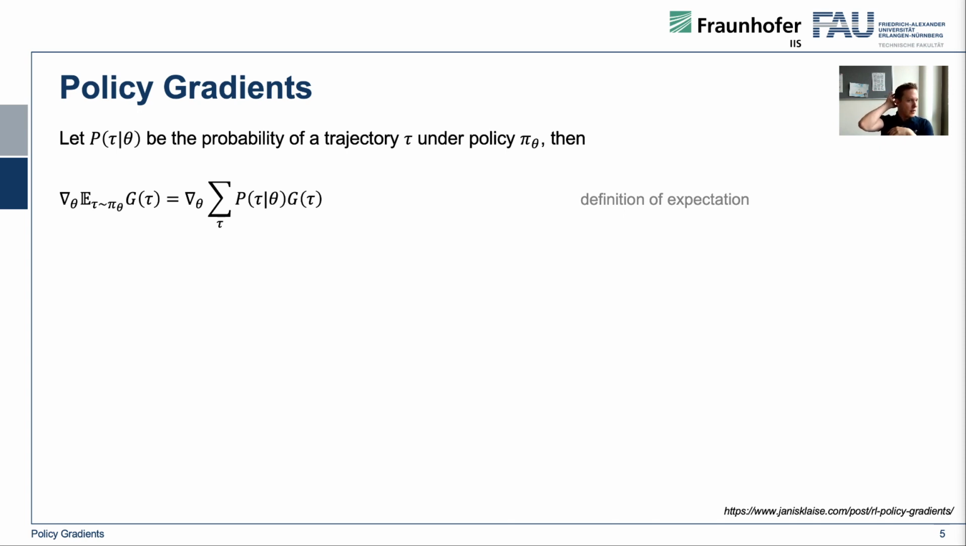So what you see is what we want to actually estimate is this one. We want to define the gradient of the expectation if we sample trajectories tau under policy pi theta, and the expected return is the thing that we actually want to maximize. So we want to actually find the gradient with respect to the expected return. And the question is now how to estimate the gradient.